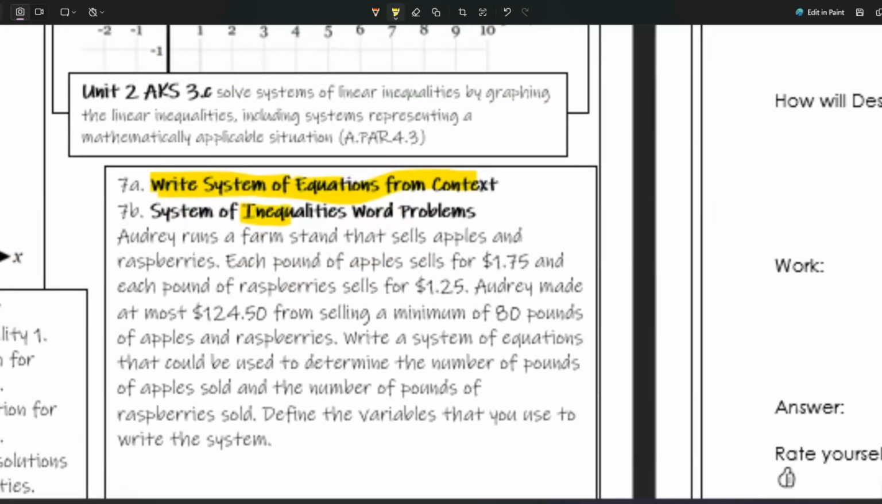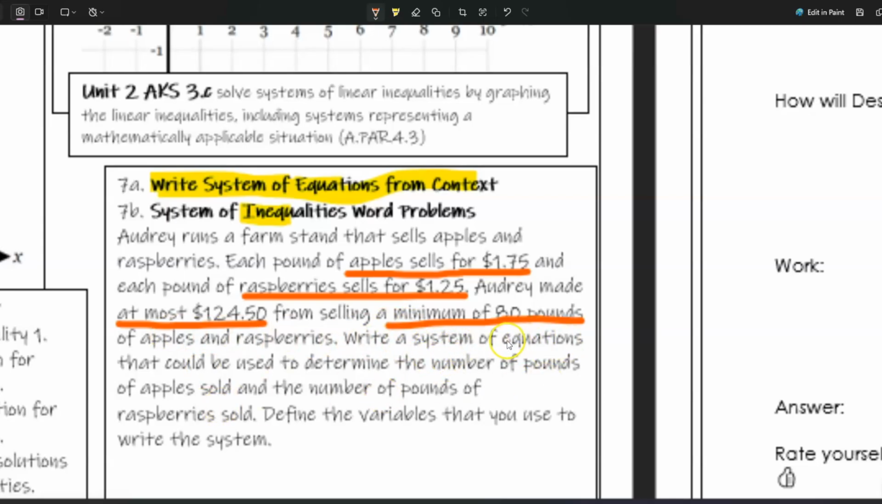How many numbers do I have? So again, if you don't have the highlighter tool, what you're going to do is just simply underline it. All right, so for us, let's underline. Find my numbers real quick. So apples, $1.75, and I'll underline apples as well because I need my keyword. Raspberries, that's $1.25. I need my keyword. Audrey made at most. I need that as well. At most, my keyword and the number. From selling a minimum, again, I need the keyword and the number. Of raspberries, write a system of equations.